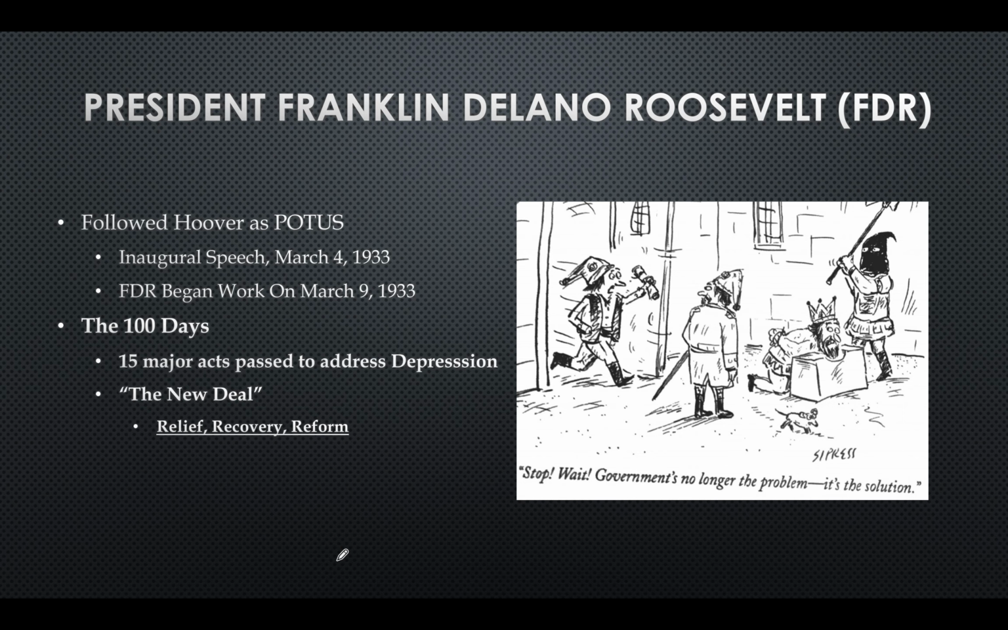Then we have a second R, recovery. So we need to make sure that we're going to try to get as many jobs as we can for people in the moment. Okay, we're going to give them food as a relief, but we're going to give them a job as recovery. And then reform. Let's pass some laws so we can make sure the Great Depression can never happen again. Okay? So those were his three main areas of focus.